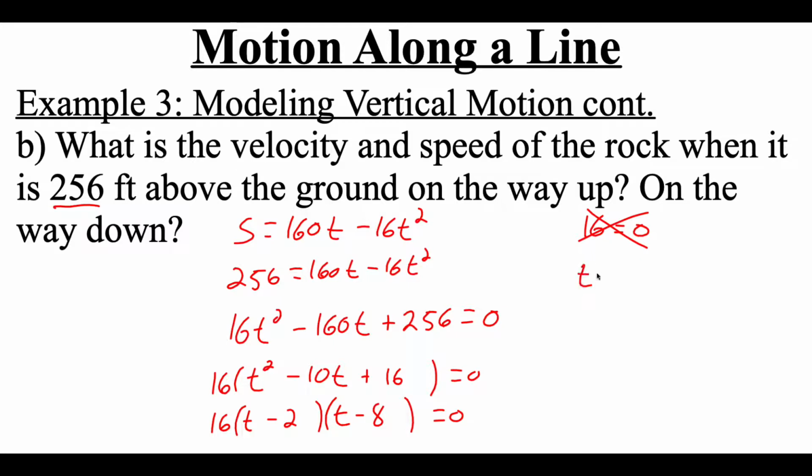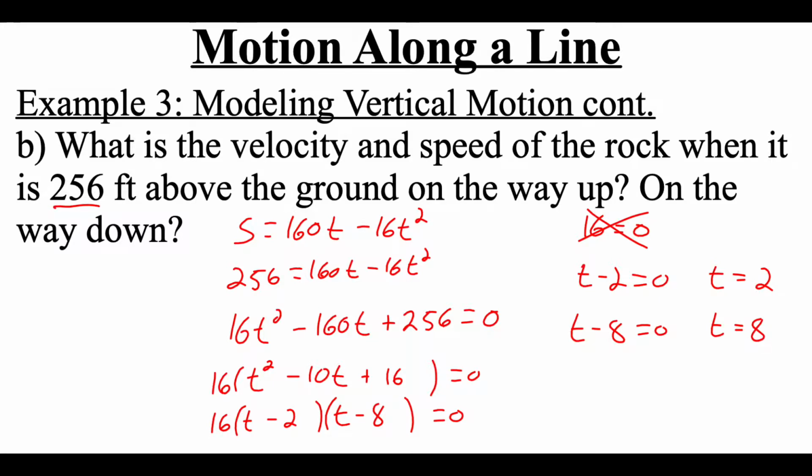Take the t minus 2, set that equal to 0, and we get a time of 2 seconds. Take the t minus 8 and set that equal to 0, and we get a time of 8 seconds. So the 2 times when we're at 256 feet above the ground are at 2 seconds and at 8 seconds.